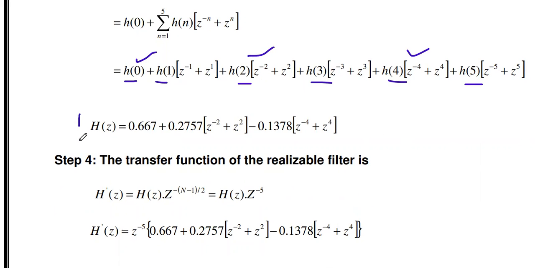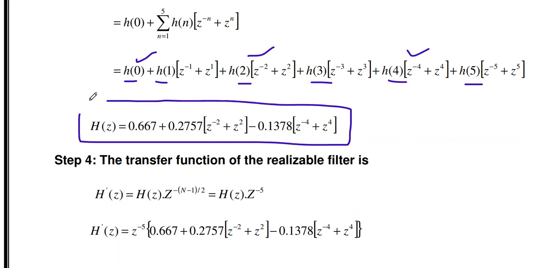So that's why we can get the transfer function H of z equal to 0.667 plus the h of 2 value, 0.2757 into z power minus 2 plus z power plus 2. Then h of 4 is minus 0.1378 into z power minus 4 plus z power plus 4. So this is the transfer function.